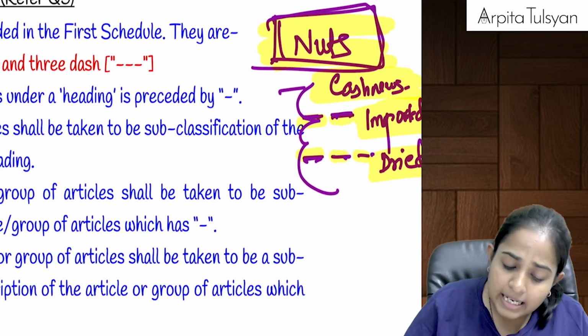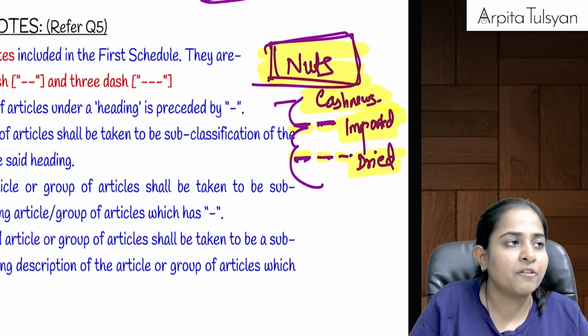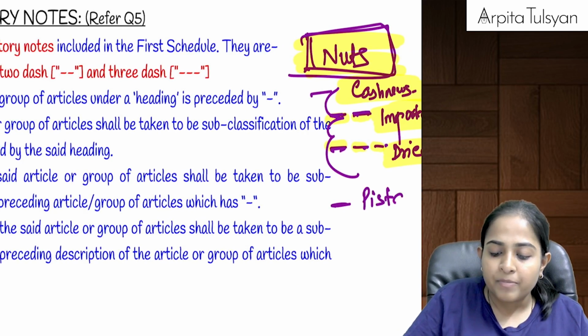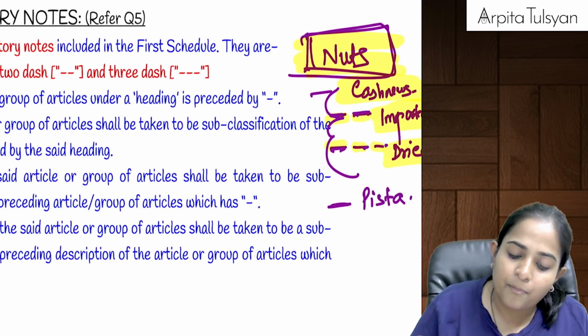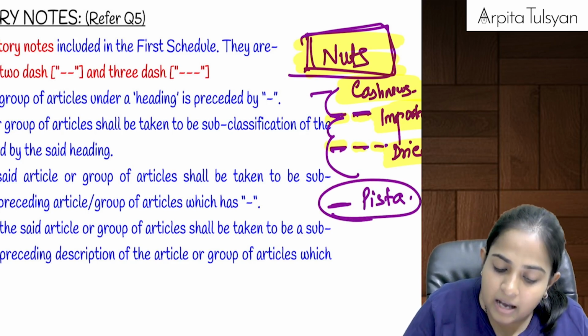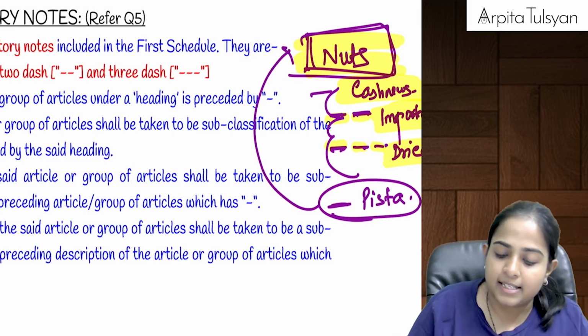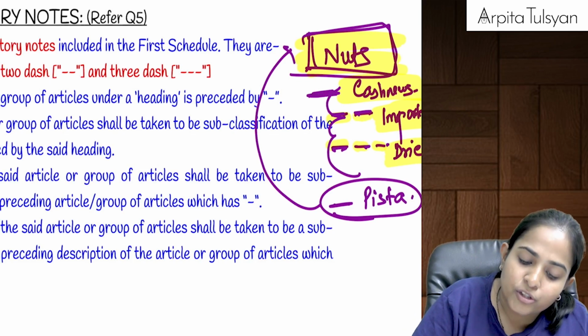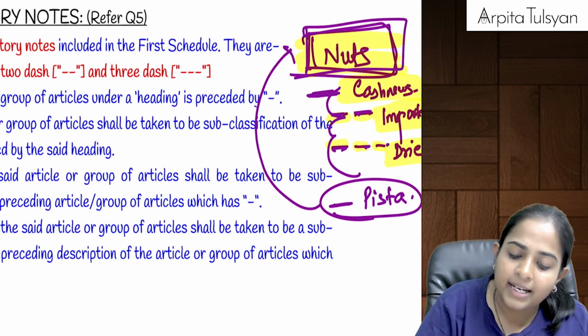Okay. Suppose below this it is written, let's say, pistachios, and 1 dash is put here. This means pista falls under this nuts. It is coming with one heading now, just as cashew was also coming with one heading. So this is the main point under nuts.